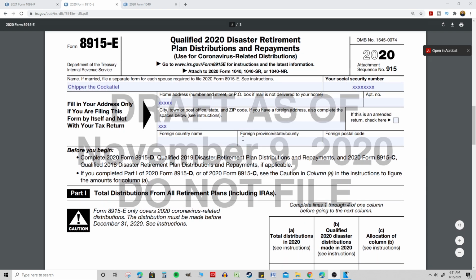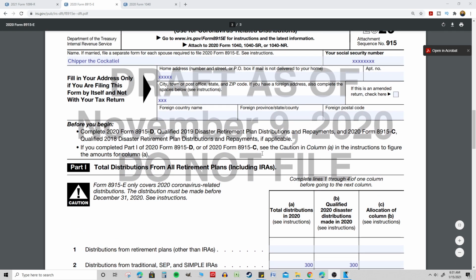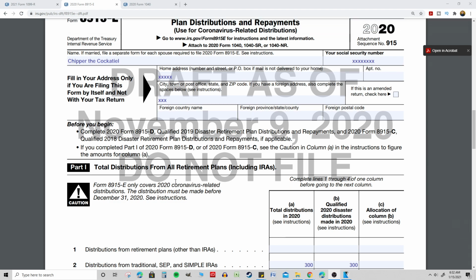So we're just going to skip on by that. And notice that this is in draft form. The IRS has not finalized this yet. But usually once it's in draft form, not much, if anything, changes. Just FYI. So let's continue down the line here.